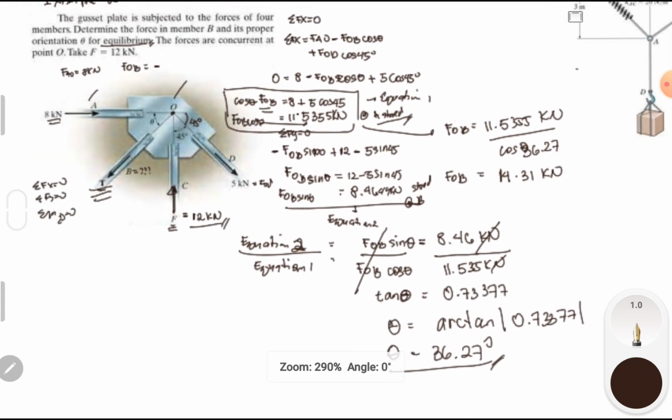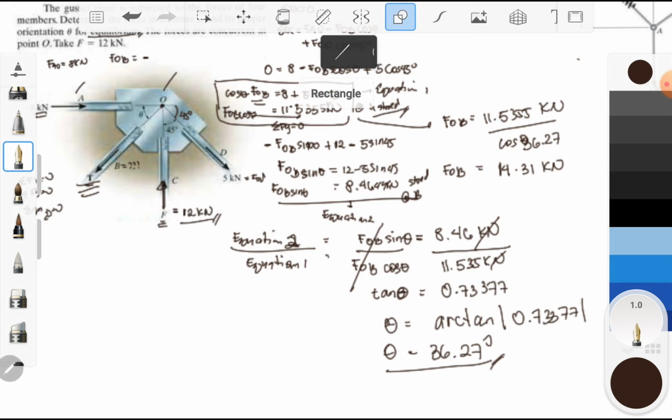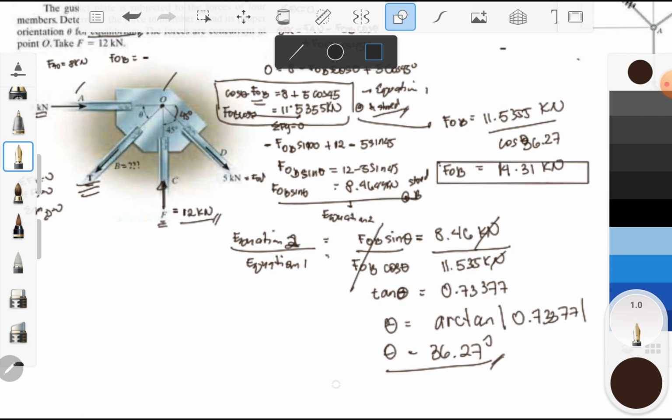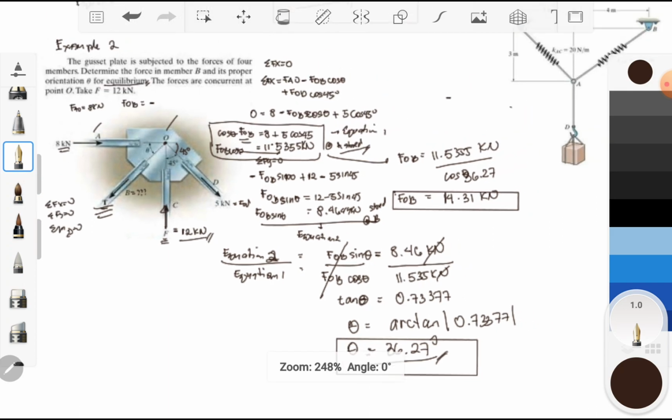Okay, so let's box the answer. So this will be our first answer at member FOB and our theta. So take note that this theta is positive. FOB, so 36.27 degrees.